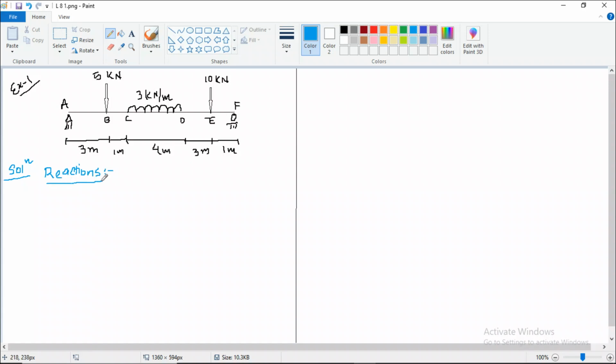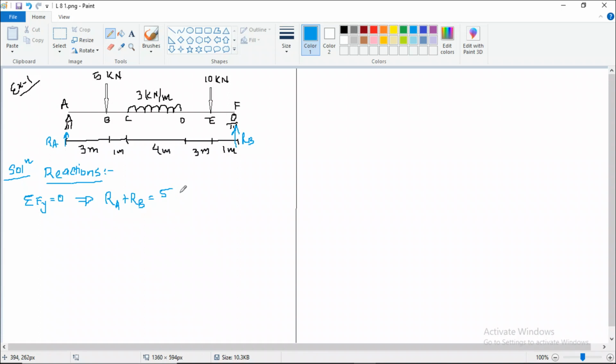To calculate the reactions, we'll apply the equilibrium condition. First condition we will apply is the summation of Fy is equal to 0, that is vertical force is equal to 0. So we need to take all the vertical forces. Here we have reaction Ra, and at another support we have reaction Rb, which are vertically upward. Vertically upward values we will consider as positive, and vertically downward values we will consider as negative. So here we will have Ra plus Rb, and negative values we'll write on the right hand side of the equal to sign. So that is 5 kilonewton.